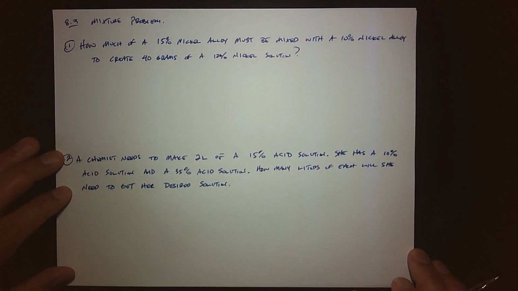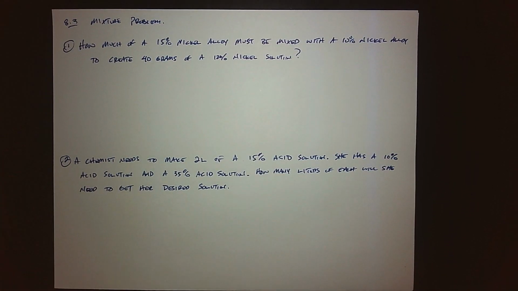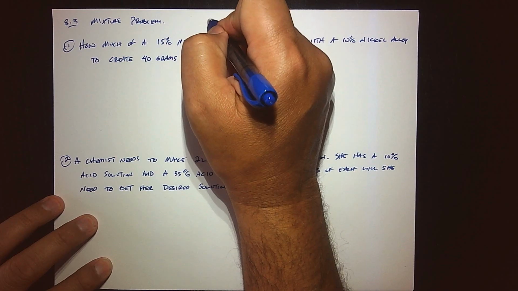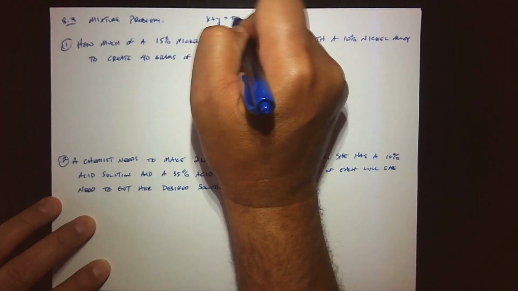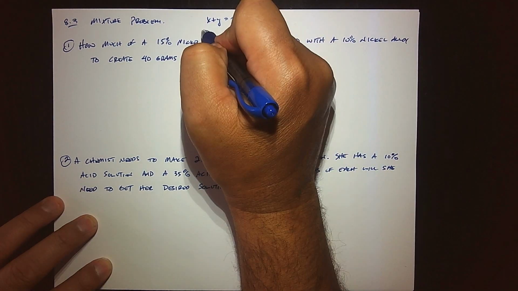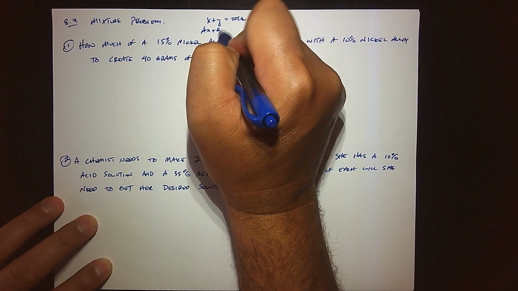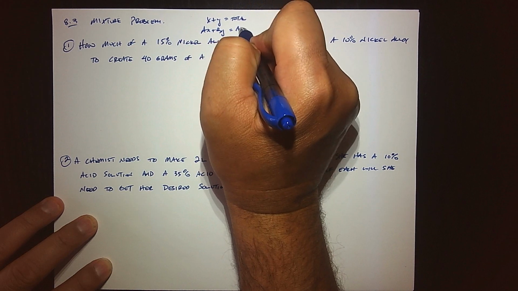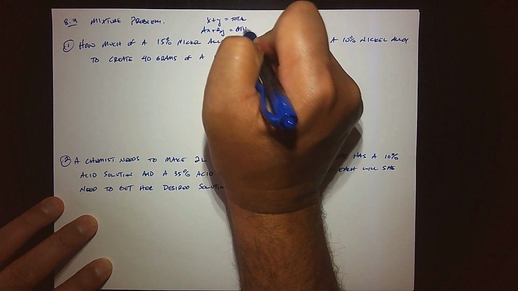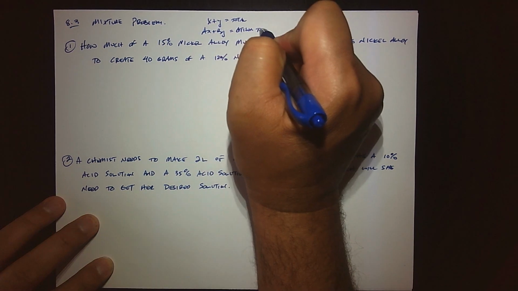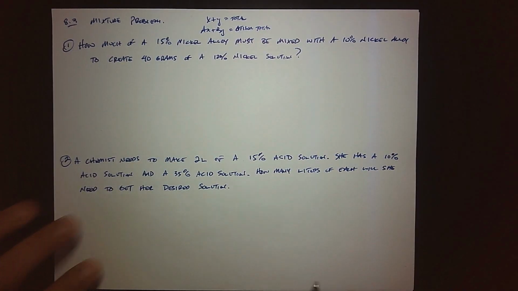Okay, so here's another classic mixture problem that comes up. It deals with percents, but again, remember we're talking about an x plus y equals a total, our freebie, and then some strength, some ax plus by equals some other total. So this is how all mixture problems are set up, even when they're percents.